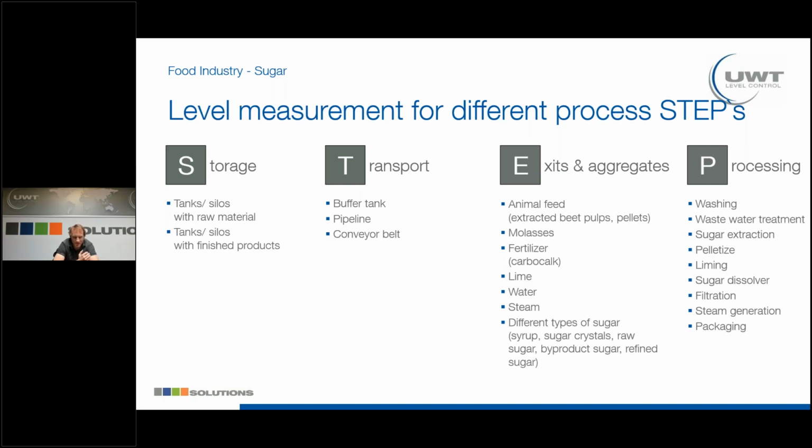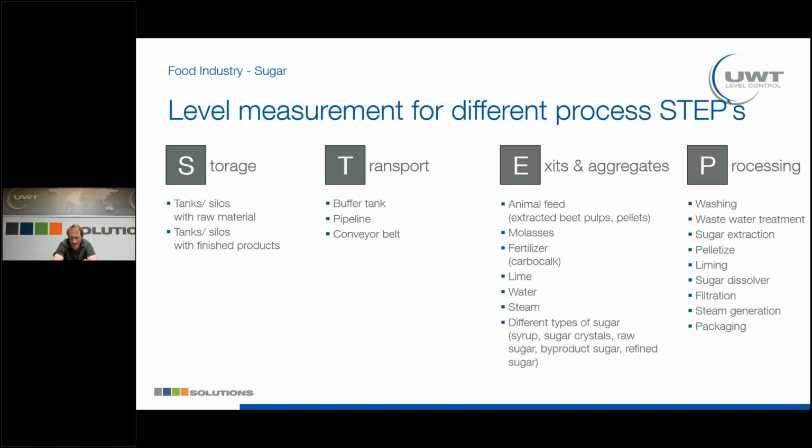What we also have during a sugar production process are some exits, so the side products and the aggregates: animal feed, molasses, fertilizer, lime. We have water, and we have a steam production, as steam is used during the production process. And we also have different types of sugar with different properties, so syrup, sugar crystals, raw sugar, all with different properties. And the P is the processing.